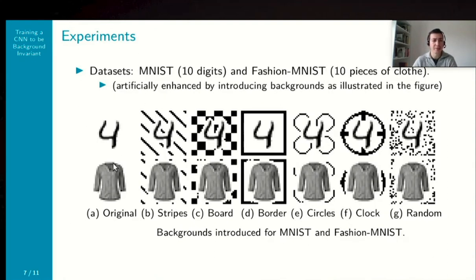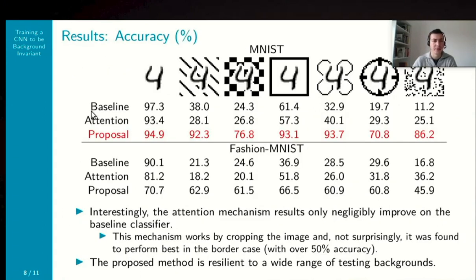Here we are going to do some experiments using MNIST and Fashion MNIST, and we are going to change the backgrounds in the testing set and compare them with the original testing set. So the baseline, the vanilla convolutional neural network, can have a very high performance, but then it drops. The same thing for Fashion MNIST. Our proposal starts off with an accuracy inferior to the one in the baseline, especially in Fashion MNIST, but then it remains much more robust against background changes.